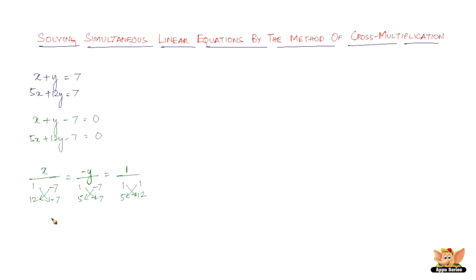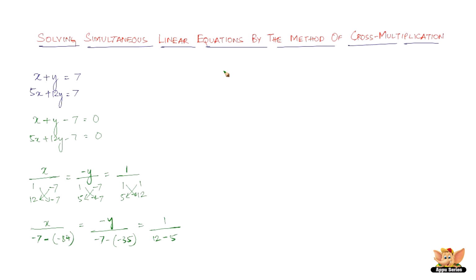So how do you do that? So the next step is the multiplication of this. You need to write x divided by, it should be 1 multiplied by minus 7 minus of 12 multiplied by minus 7 again. So 1 multiplied by minus 7 is minus 7 and minus of 12 into minus 7, or minus 7 into 12, which is minus 84, right? Equal to minus y divided by minus 7 minus of minus 35, because 1 into minus 7 is minus 7, 5 into minus 7 is minus 35. So 1 into minus 7 minus of minus 35 equal to 1 divided by 1 times 12 is 12 minus 1 times 5 is 5.